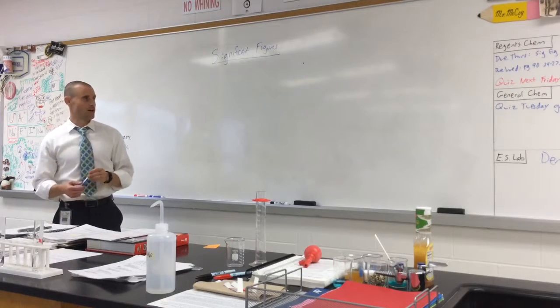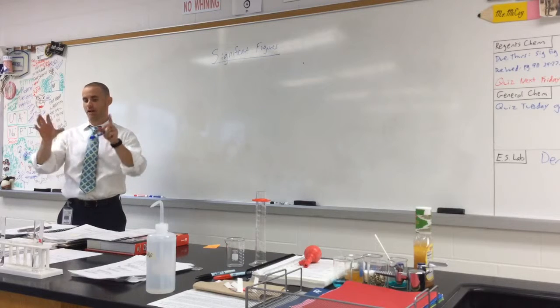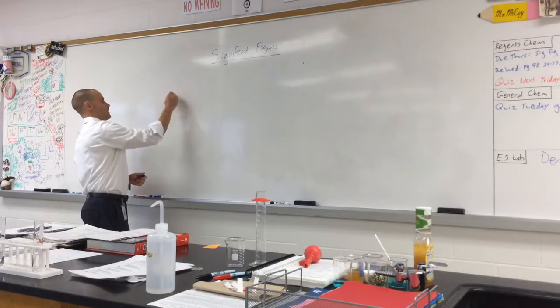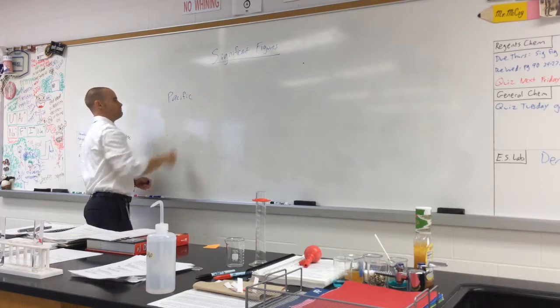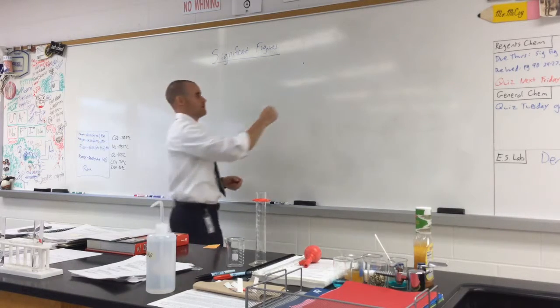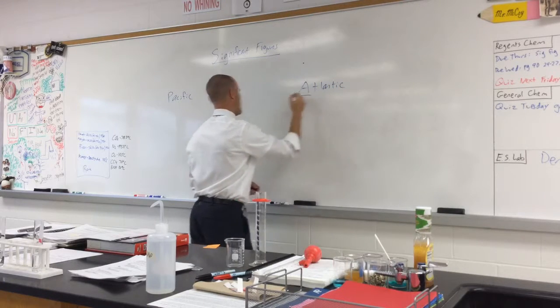So let's start with the US of A, America. Imagine you're looking at a map of our country. You look over on the west coast. What ocean is over there? Pacific. Your notes, right? Pacific, over on the left side. What ocean is on the right or the east coast? Atlantic. So right, Atlantic. Underline the A, underline the P.